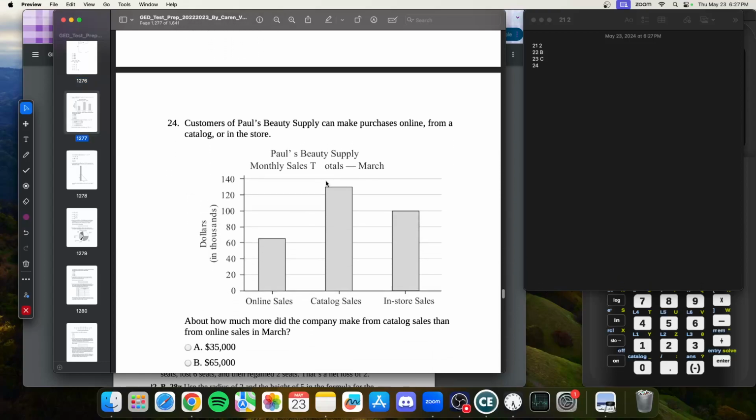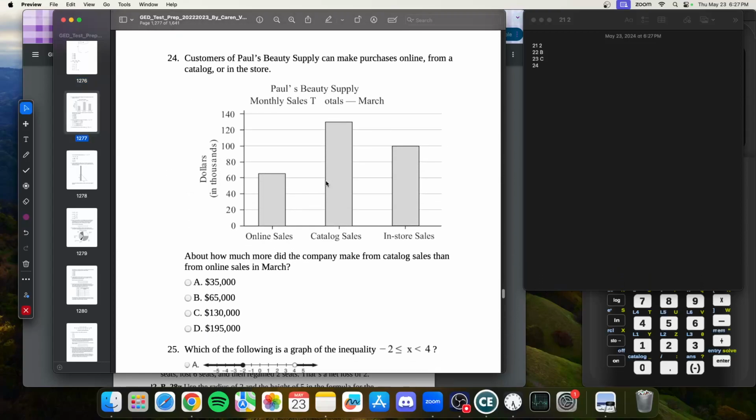24. Customers of Paul's Beauty Supply can make purchases online from a catalog or in a store. Okay. These are monthly total sales, online sales, catalog sales, in-store sales. People are buying stuff off of the catalog.